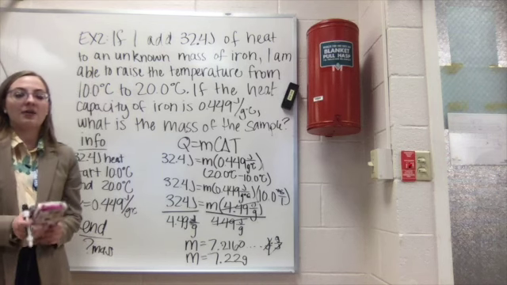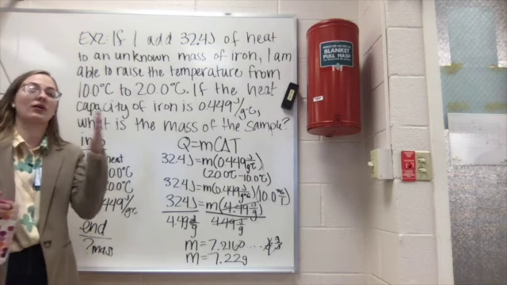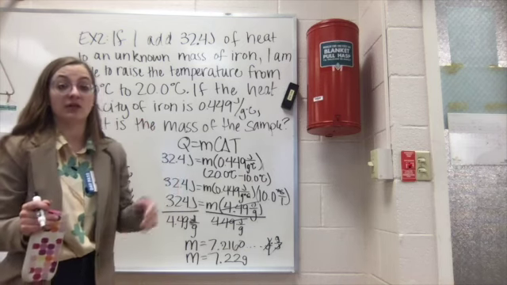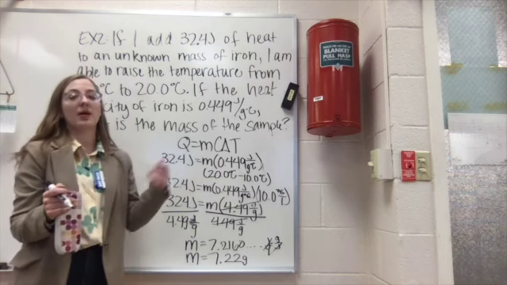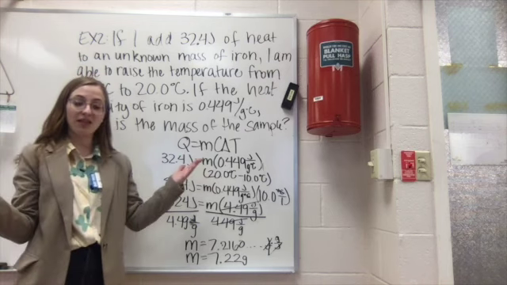So that's another way you can work through a specific heat capacity problem. So I might ask you for the temperature change. I might ask you for the mass. I might ask you to figure out the specific heat capacity if I don't give it to you and I give you all the other information. Or it might be like the first example where we figure out heat. So that's chapter 3.